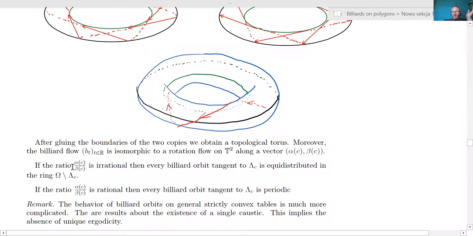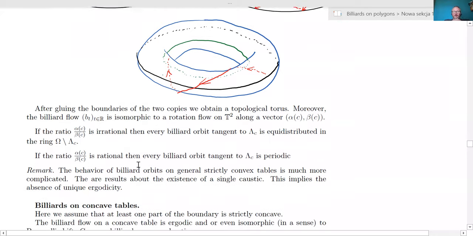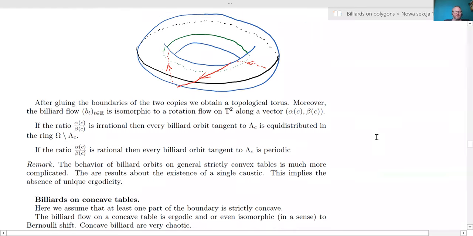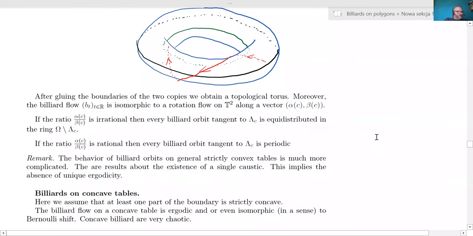And because of our knowledge from the first hour lecture, we know that if this ratio is irrational, then every billiard orbit which is tangent to lambda c is equidistributed on the ring between ellipses. Otherwise, in the rational situation, every orbit is periodic. So it gives a full description of the billiard behavior on ellipses. It's a quite easy description.